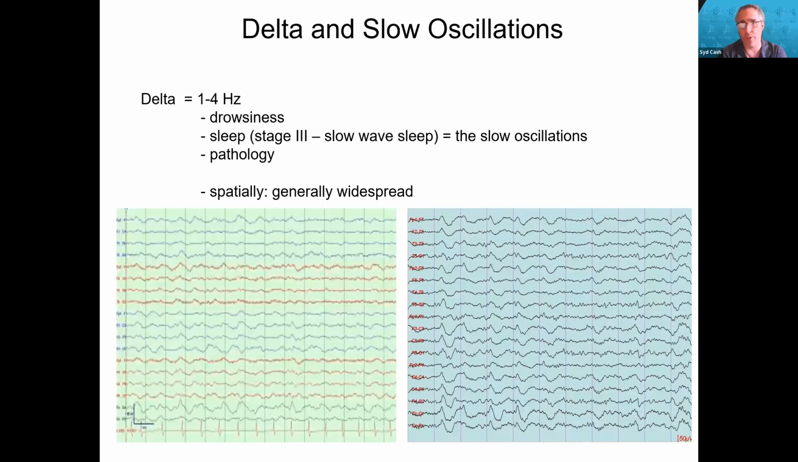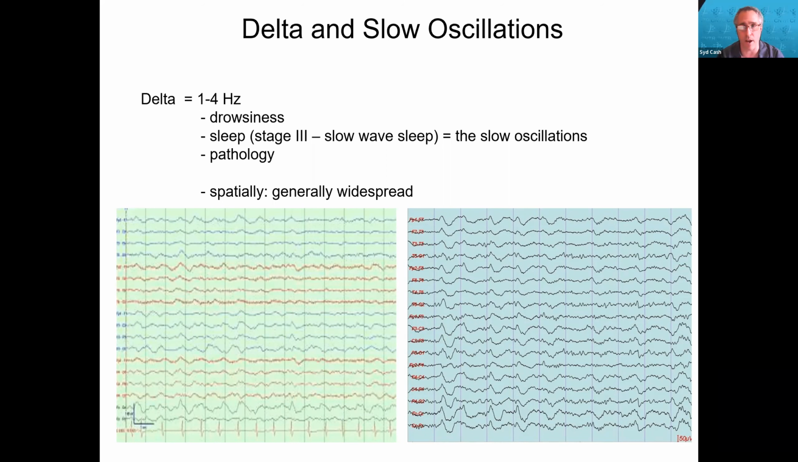So let's start with the delta and slow oscillations. These are generally defined as rhythms in the 1 to 4 hertz range. There are rhythms and activity that's lower than that, the so-called infraslow activity going down to DC activity. It's a whole very interesting area of research, but requires specialized recordings that haven't been done quite as much. But in the delta band, we're in this 1 to 4 hertz activity.